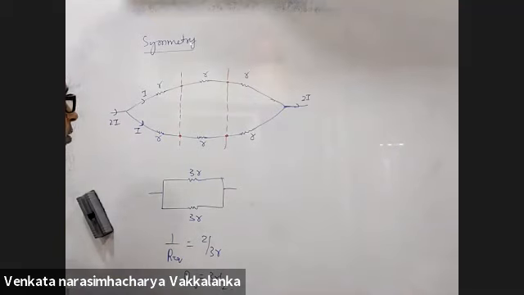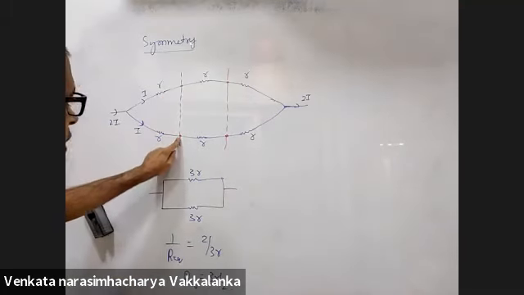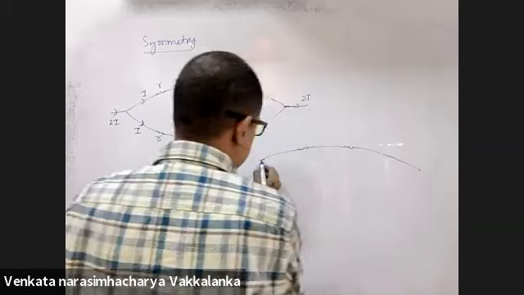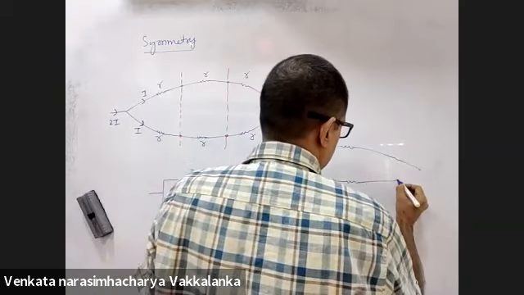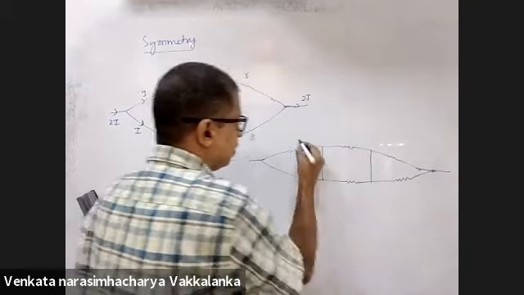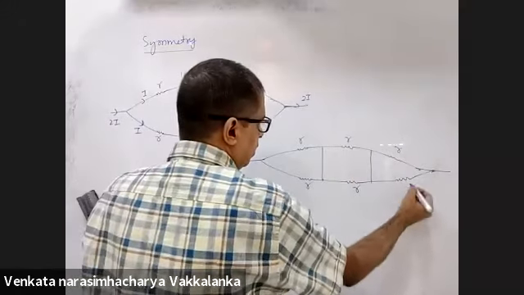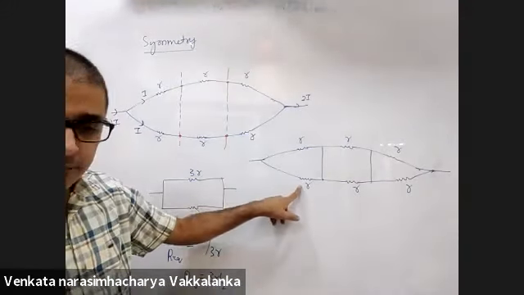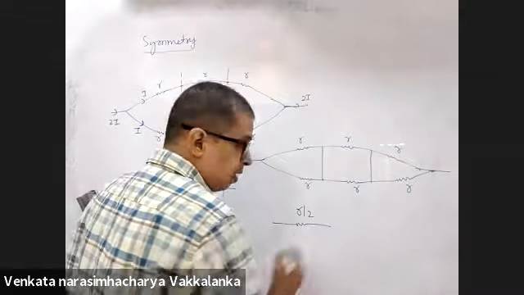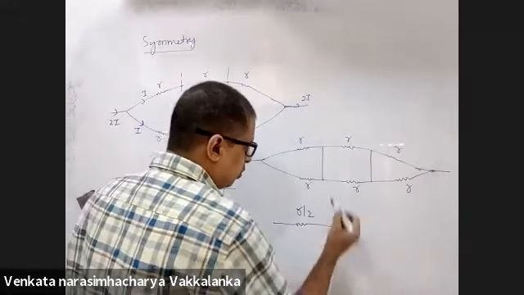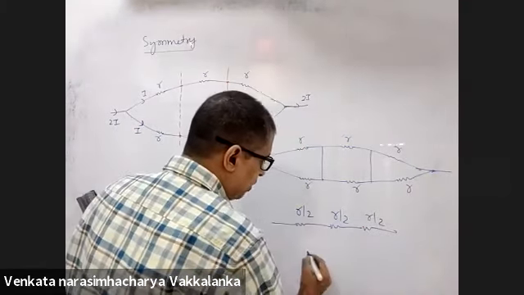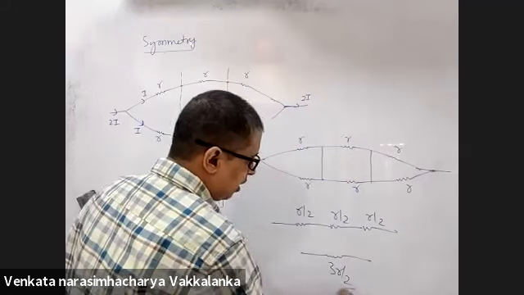No big deal. But suppose you recognize that this point and this point are equipotential and you want to connect them. I am okay even if you connect them. You connected these both. This is R and R, R and R, R and R. Can I claim R and R are in parallel? R by 2. Yes, sir. Can I claim these both are in parallel? R by 2. These both are in parallel. R by 2. Equivalent resistance is 3R by 2.